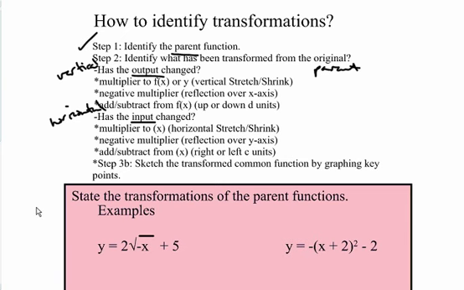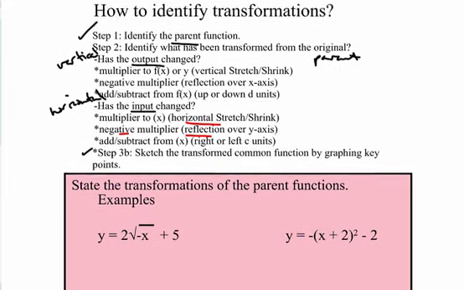Now, with vertical change, you can have a multiplier, which makes it a vertical stretch or shrink, a negative multiplier, which is a reflection over the x-axis, or you can add and subtract from f of x, or the y values, which make it go up and down. In the same way, when you have this input change or horizontal change, you can have a multiplier, which is a horizontal stretch or shrink. A negative, or an opposite, is a reflection, in this case a reflection over the y-axis. And when you add or subtract, you move it to the left or right. The third step is that you want to finally sketch the graph. So we're going to go through some quick examples on how to do this process.